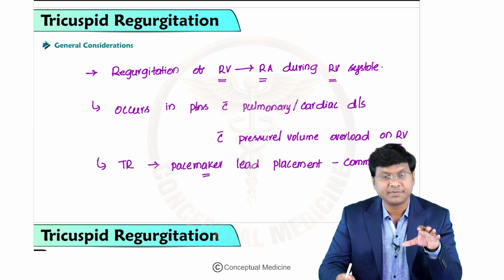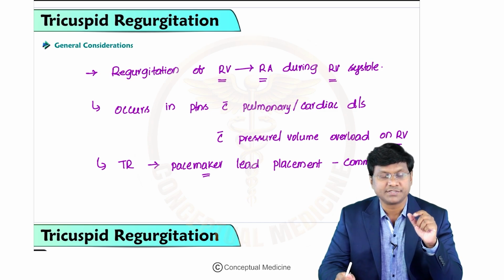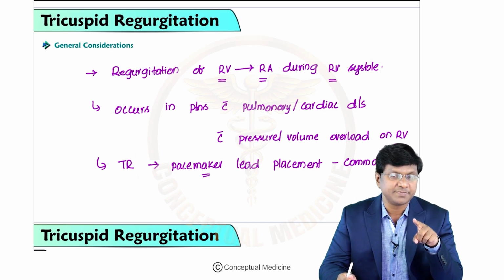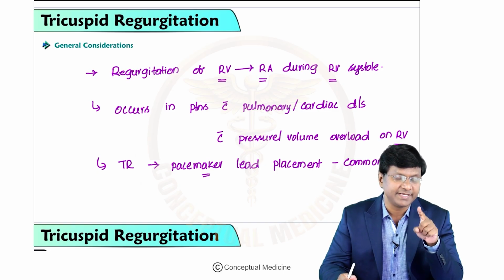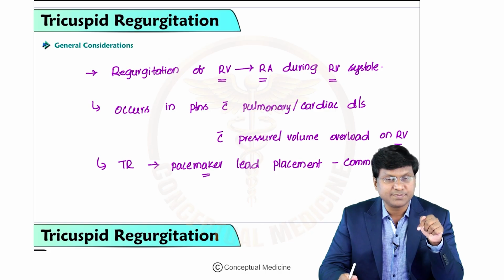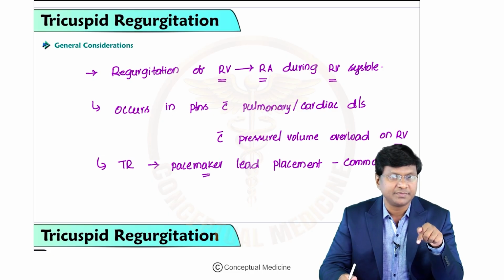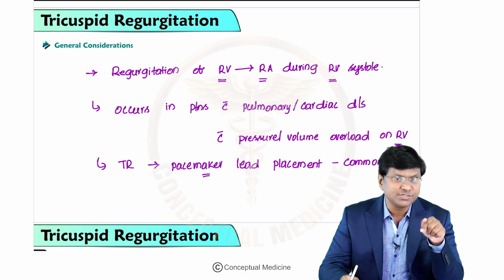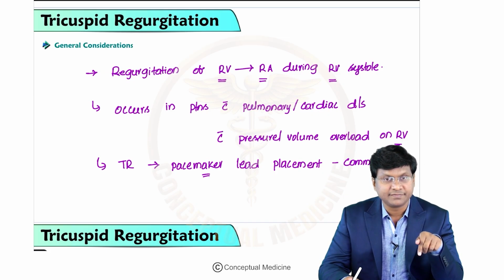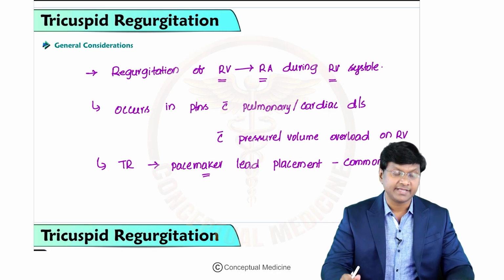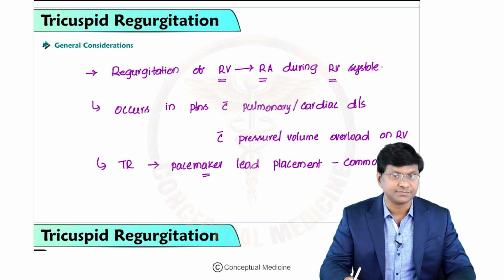You have single chamber pacemakers and dual chamber pacemakers. In a single chamber pacemaker, a single lead is placed directly into the right ventricle, and when the lead is being placed, it has to pass through the tricuspid valve and then enter the right ventricle. The presence of this lead makes incomplete closure of the tricuspid valve, due to which there can be tricuspid valve regurgitation.